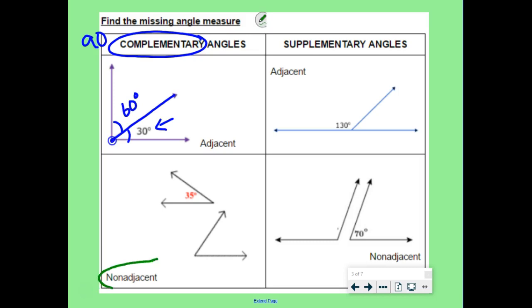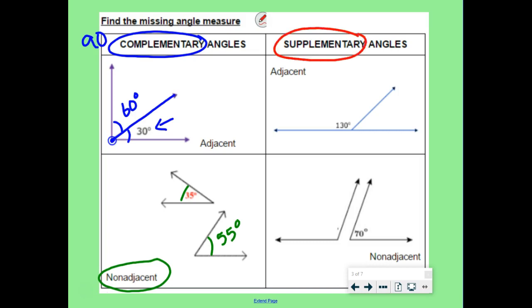Non-adjacent angles are angles that don't share a side or a vertex, so they're separate, but they're still complementary, which means they still sum to 90 degrees. This one's 35. This one would need to be 55 degrees in order to make 90 degrees.